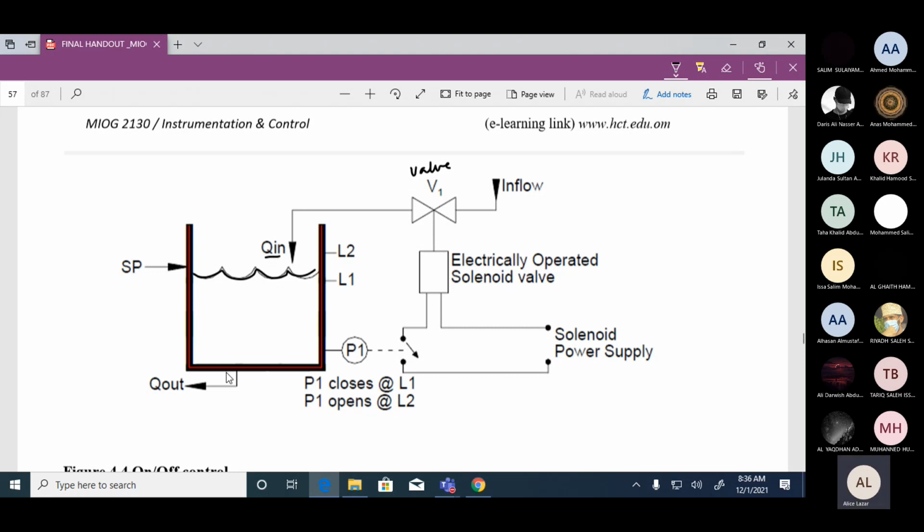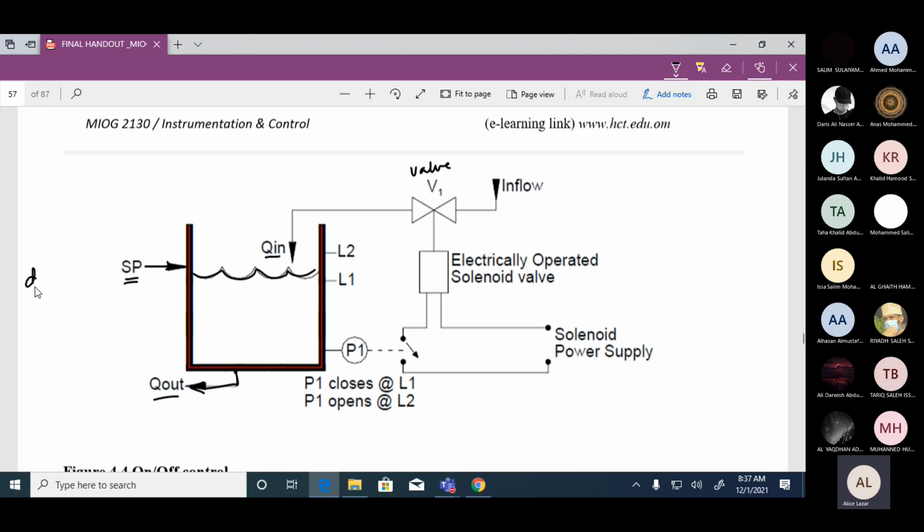Now, we are also allowing the water to go out. The flow rate of the output is Q out. So there is a continuous withdrawal of the water. Water is coming in. Think of this as the overhead tank in your house. So water is allowed to come in, and then whenever any tap in the house is open, the water is being drawn out. Now, what is the aim of this process? The aim of this process is to make sure that the water is always maintained at this height. So this level that I am showing you here is the set point.